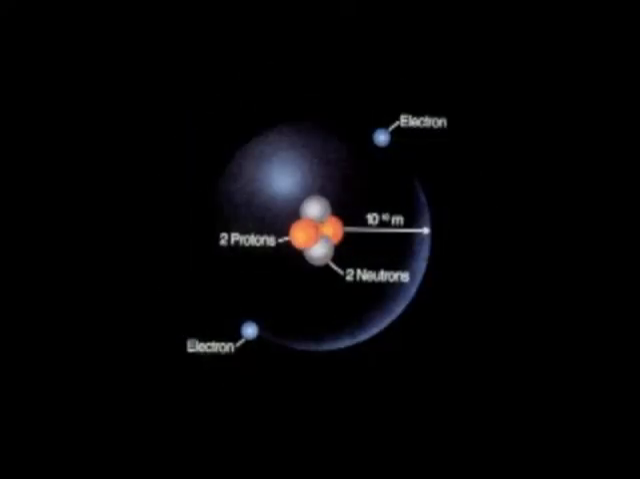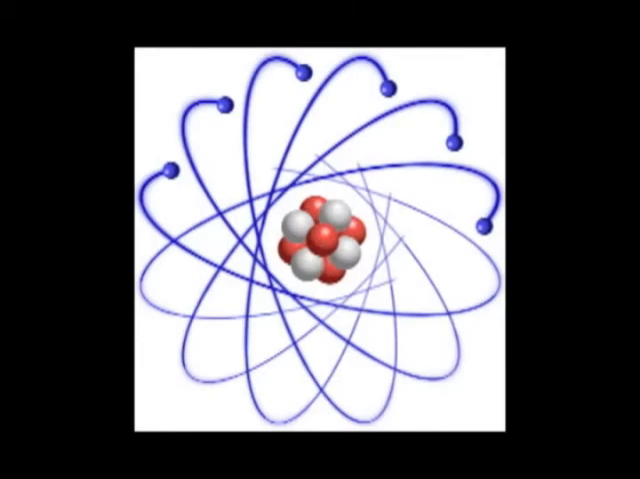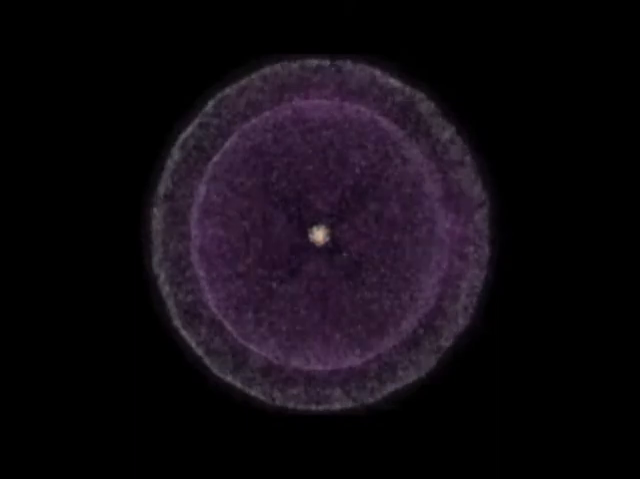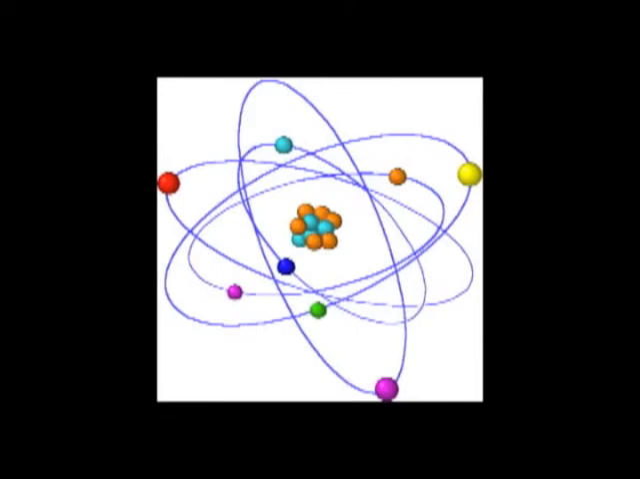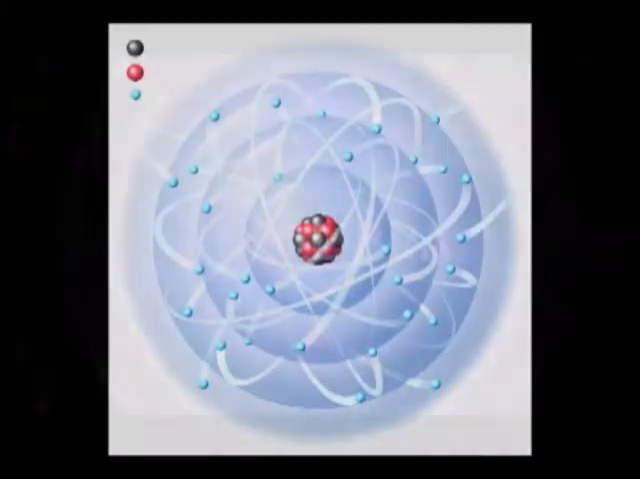Helium, 2 electrons. Carbon has 6. Oxygen, 8. Gold has 79. And uranium, 92.